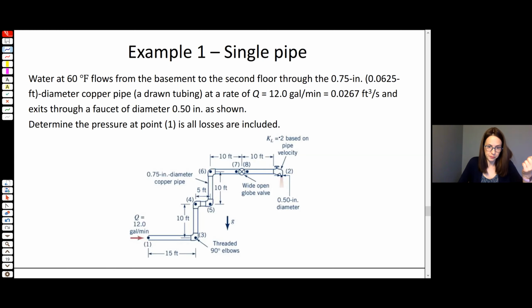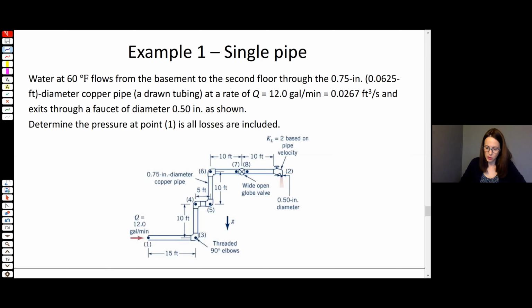It's 2. So water at 60 degrees Fahrenheit flows from the basement up to the 2nd floor of a house or an apartment building through a pipe that's 0.75 inches in diameter. It's a copper pipe, and they tell us nicely that that's drawn tubing, which is nice because on table 8.1 we don't have copper pipes, but we do have drawn tubing. And the flow rate is given as 12 gallons per minute. And the flow exits through a faucet with a diameter of 1/2 inch.